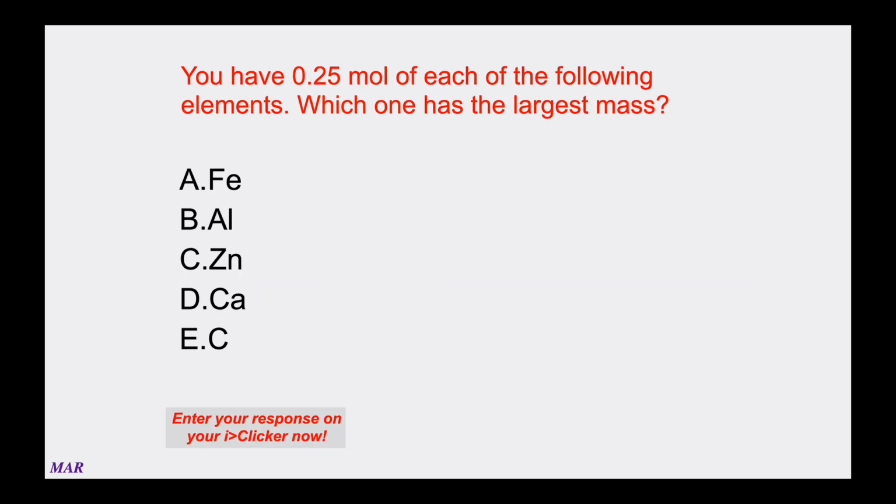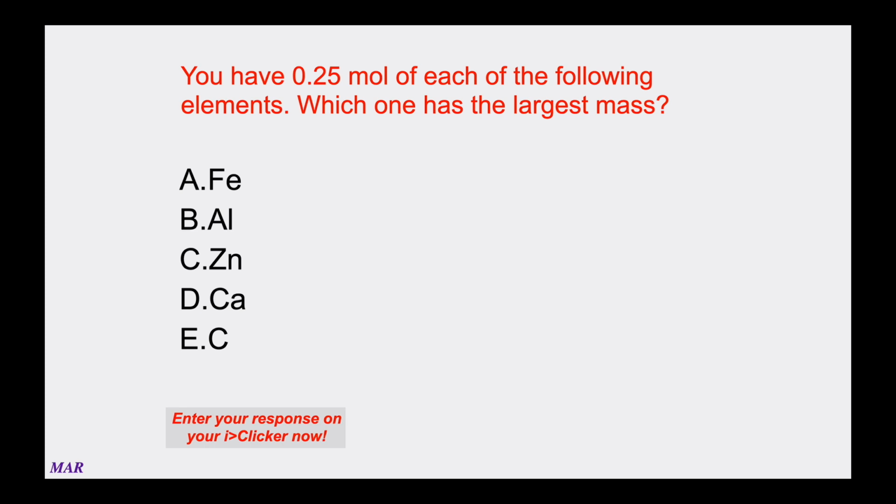We have 0.25 moles of each of these following elements. Which one has the largest mass? And in terms of mass, what I would do for this problem is I would think about the largest number of grams. You will need a periodic table, I'll tell you that much. See if you can do this problem on your own first, and if you get stuck, no worries. Pause the video, and when you're ready to hear the answer, then unpause it, and we'll talk about it.